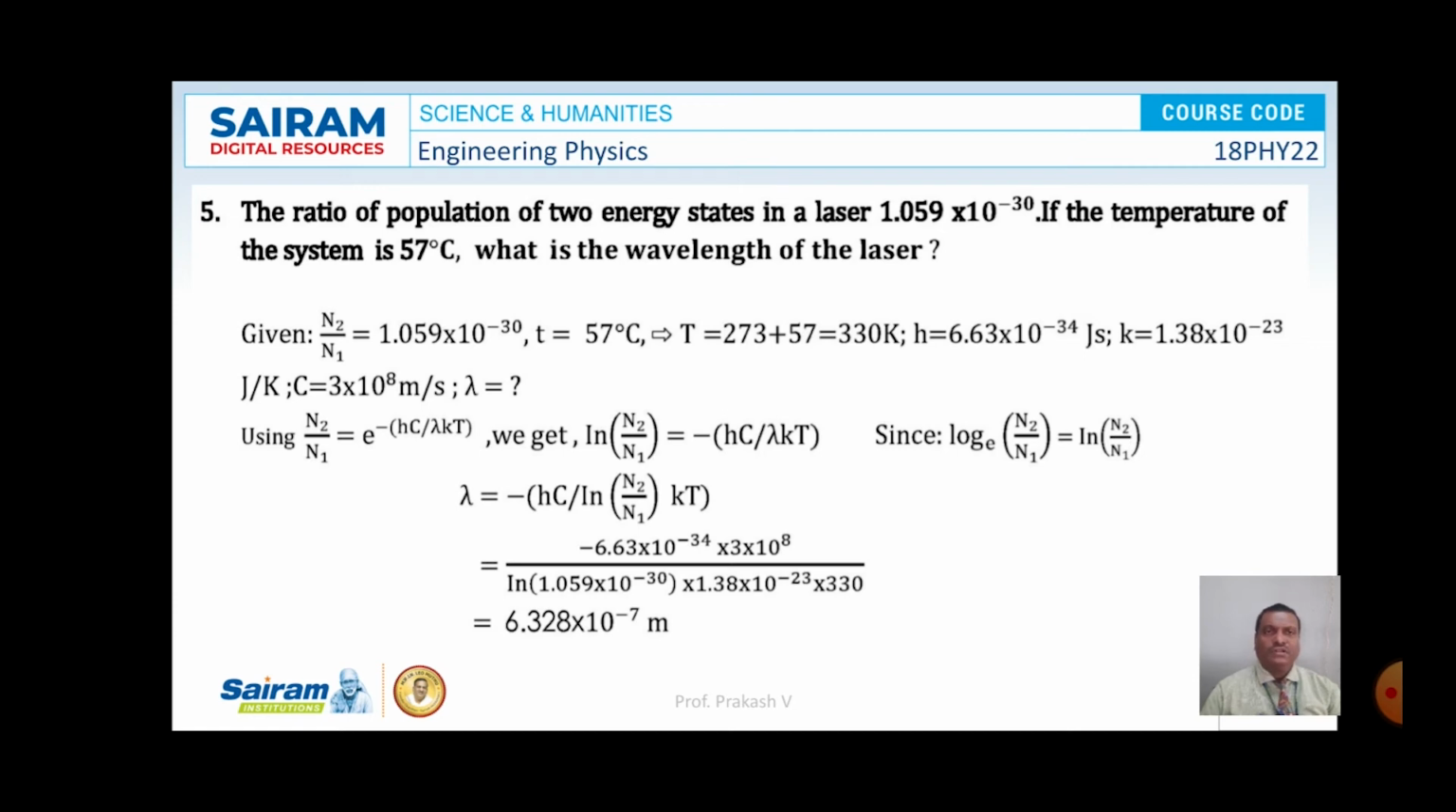So we know that N2 by N1 is equal to e to the power minus hc by lambda kT. So by taking ln on both sides and on simplification, the value of lambda can be written as minus hc by ln of N2 by N1 into kT. So substitute the value of hc, N2 by N1, k and T in the formula, and on simplification the value of lambda is found to be 6.328 into 10 to the power minus 7 meter. So this is the solution for the given problem.